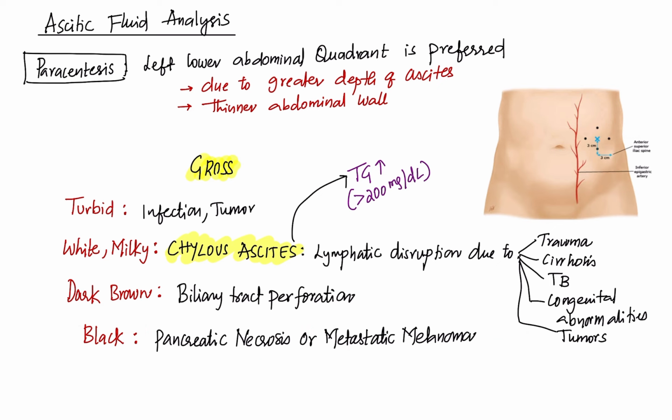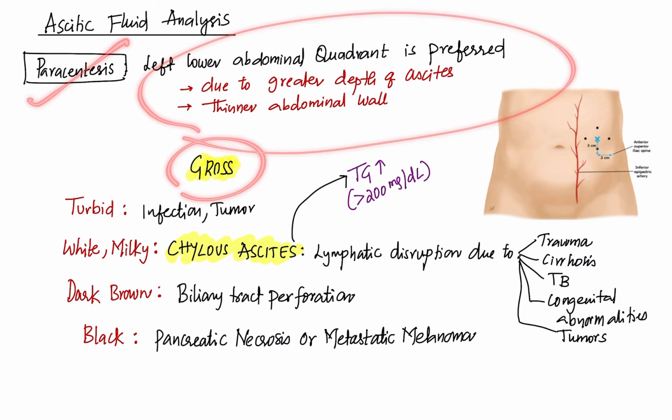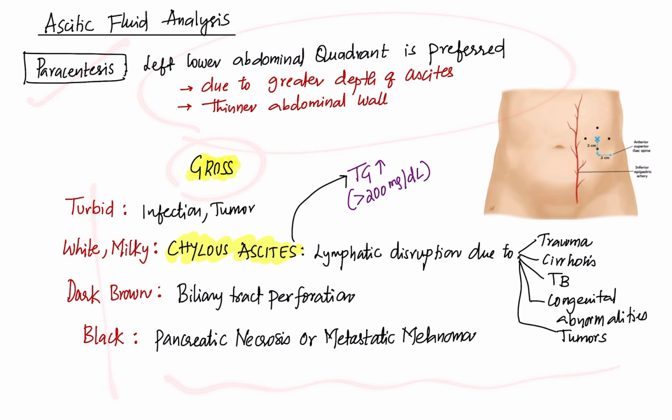So if there is necrosis, there is blackish fluid, or if there is malignant melanoma, which looks black, melanin is black in color, right? So metastatic melanoma can lead to a black appearance of the ascitic fluid. In this slide, we learned what paracentesis is, what the preferred site is, and, based on the gross appearance, what the differential diagnosis of an ascitic fluid is.